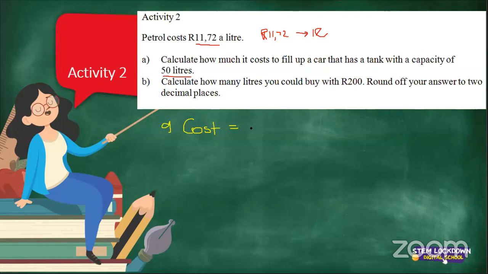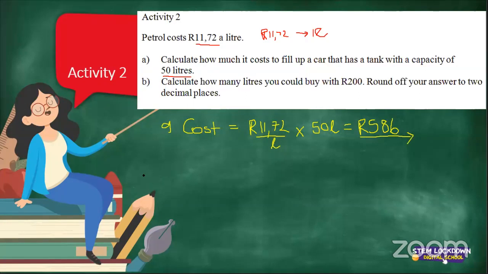The cost in this case will be cost per liter, which is 11.72 per liter, times how many liters? 50 liters. Using your calculator, you just say 11.72 times 50. So Dando is correct. Well done to Dando and the rest of you who got it correct. The answer is 586. You can also use cross multiplication for this type of question, but in this case, it's very easy, so let's leave it as is.